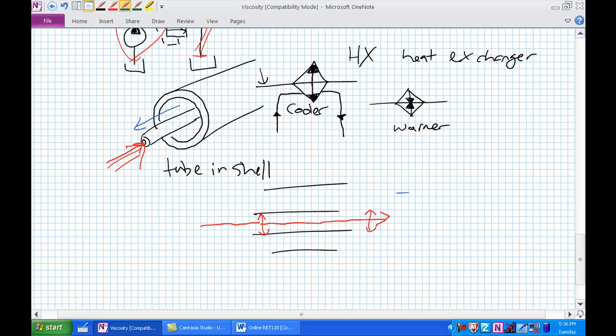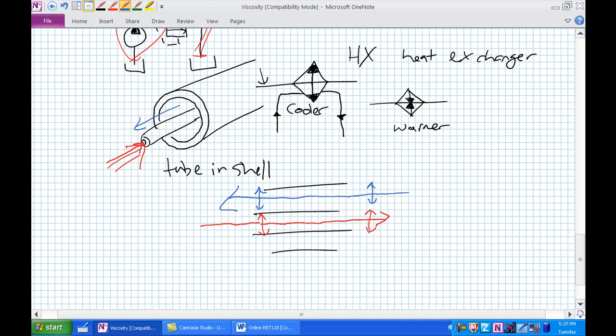Here's our cooling fluid coming in opposite direction. Our extremely cold fluid right here is still colder than the warm hydraulic fluid. If we continue this direction, our warm cooling fluid is still cooler than the extremely hot hydraulic fluid at this point. So again, you have to have that counterflow, okay, in a tube and shell heat exchanger.